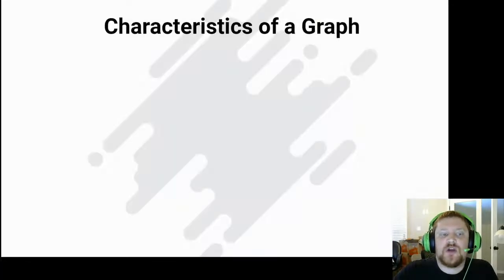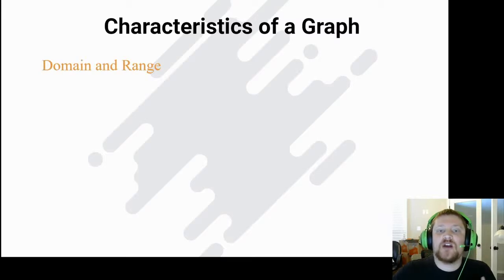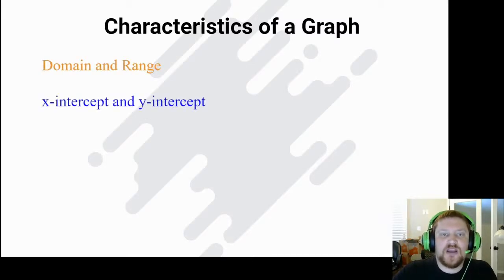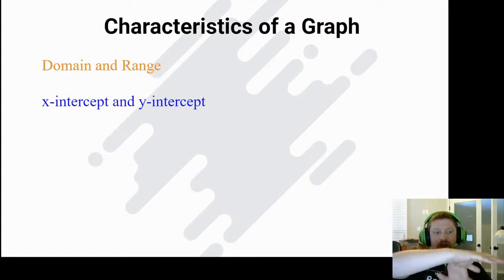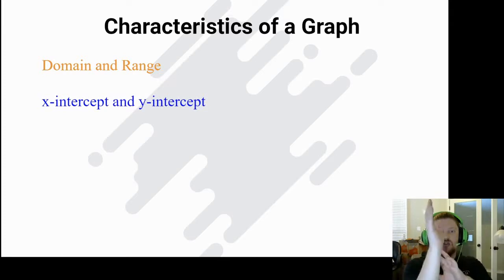So for each of the graphs that we're going to look at today, we're going to identify a few specific traits. We're going to identify their domain and range, what that looks like, their x and y intercept. So your x-intercept is where you cross the horizontal axis, the x-axis, and your y-intercept is where it crosses the y-axis.